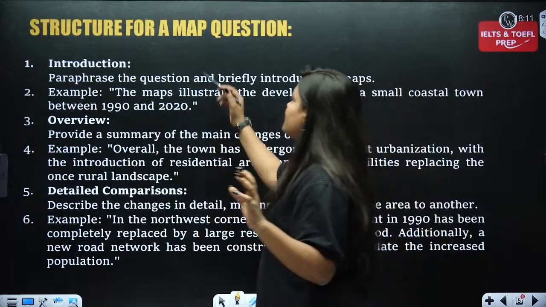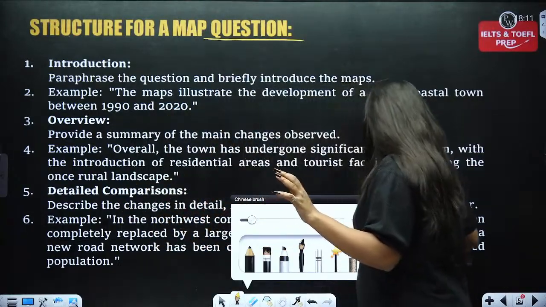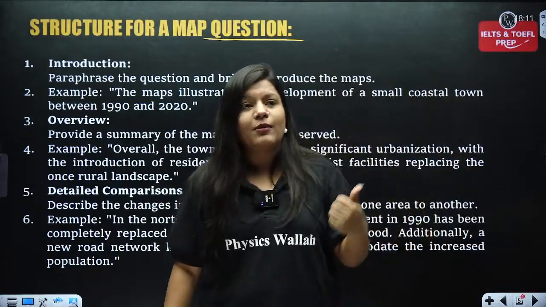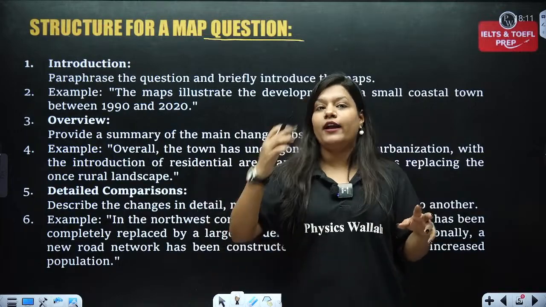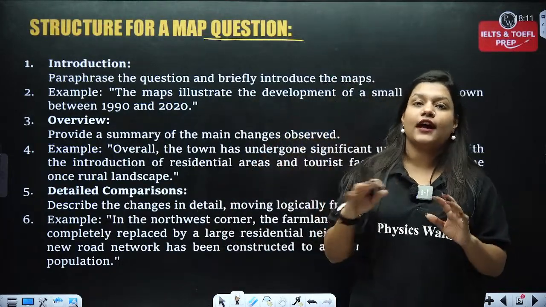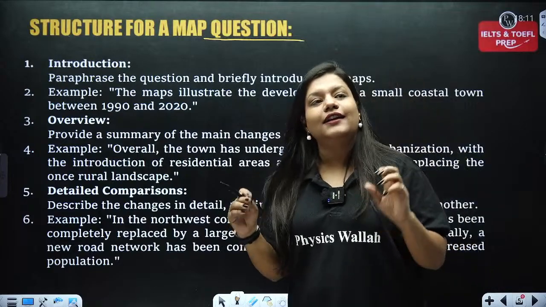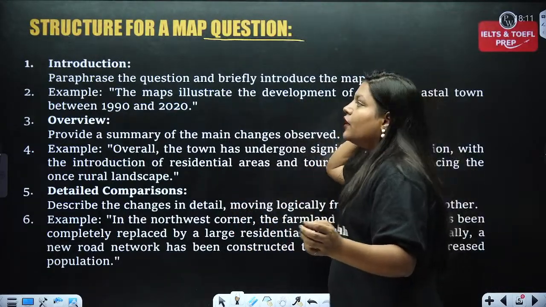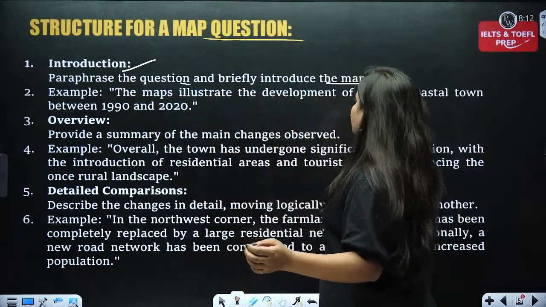Now, let's talk about structure for a map question. As I told you, the structure never changes. It remains the same all the time. Okay. So the kind of format that I told you, the kind of structuring, which is going to be the IOB format, is going to be the same for the entire writing task 1. Okay. It's just how you are presenting it; again, clarity is the major concern that you need to take care of. Okay. Now, let's talk about the introduction: paraphrase the question and briefly introduce the map.